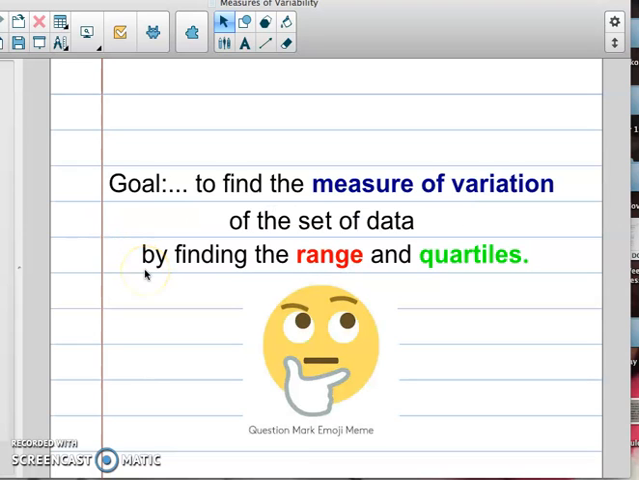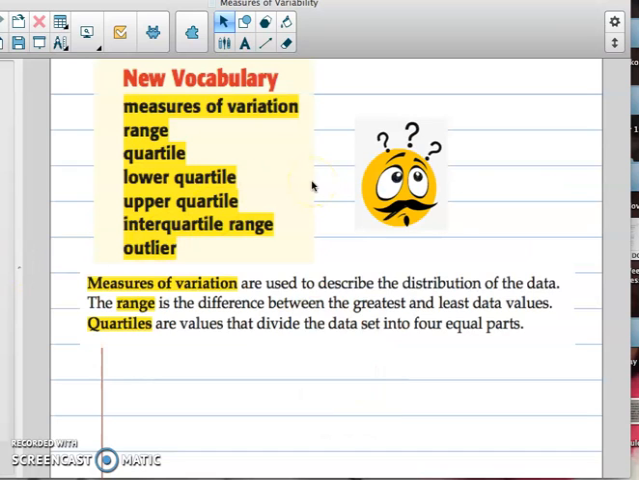So again, our goal for today is to find the measures of variation of the set of data by finding the range and the quartiles. But before we move forward, we would like to learn what are the words we're going to have. So measures of variation, range, quartile, from the word quart, and also the word tile. You have an idea what it's going to be. So there will be lower quartile, upper quartile, interquartile range. And the word outlier is one of the measures of variation, but we're going to discuss this on Thursday.